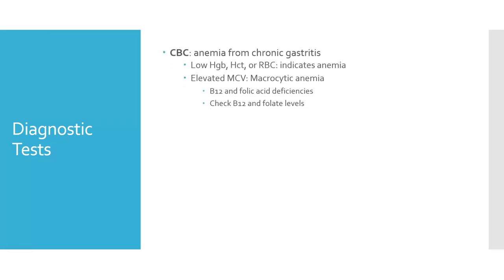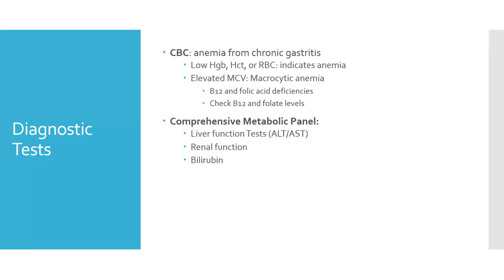Some diagnostic tests that you can perform on your patients: CBC, because it will check for anemia from chronic gastritis. Of course, a low hemoglobin, hematocrit, or red blood cells indicates anemia. An elevated MCV is a macrocytic anemia. They may have B12 and folic acid deficiencies, so check their B12 and folate levels.